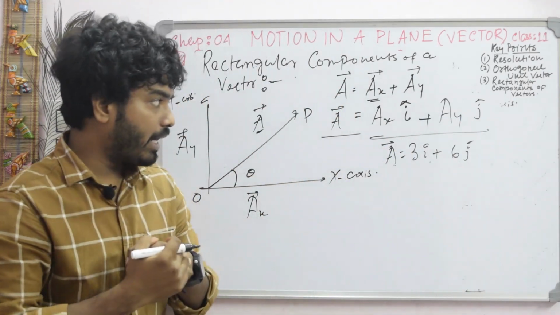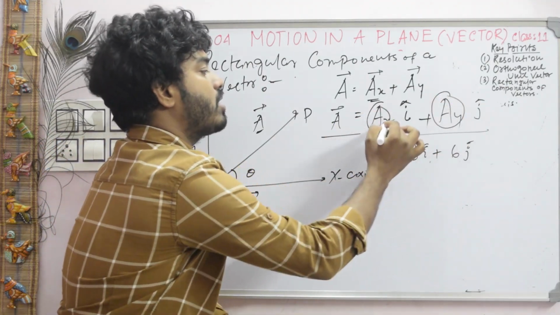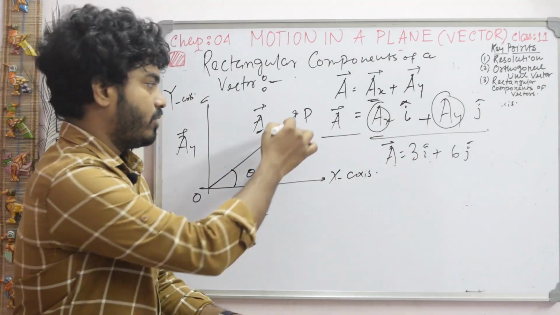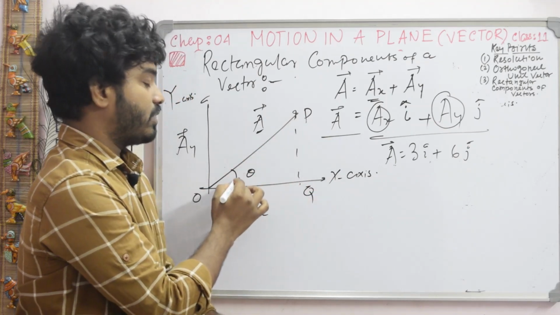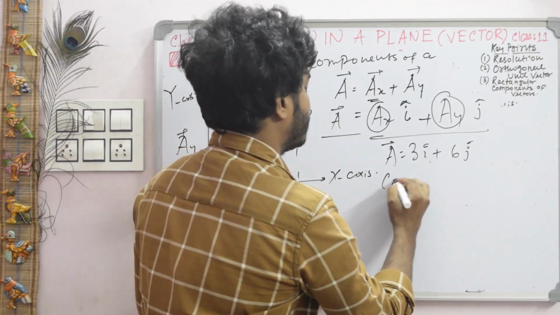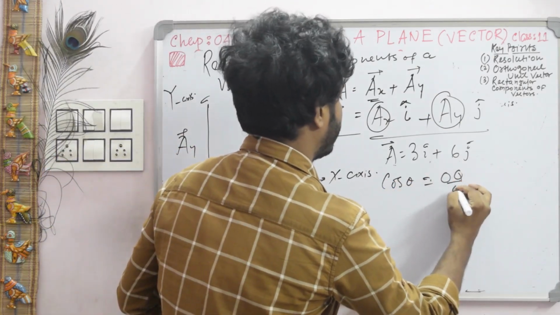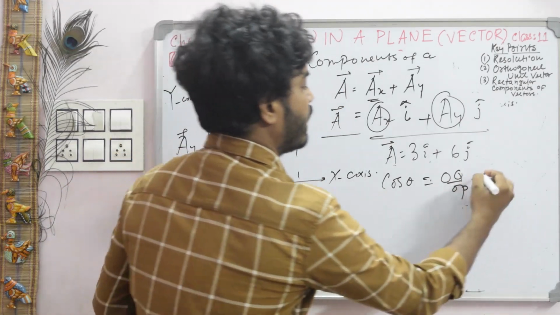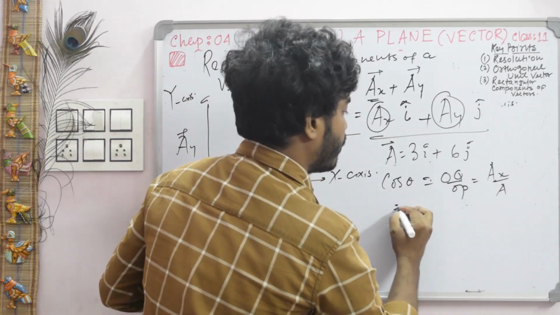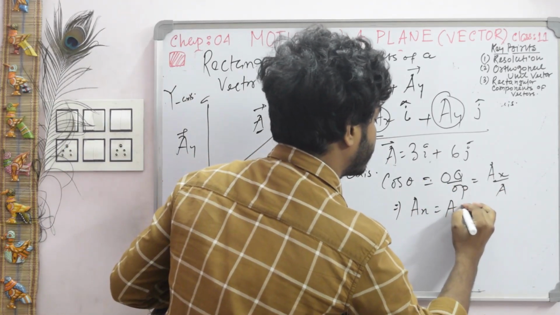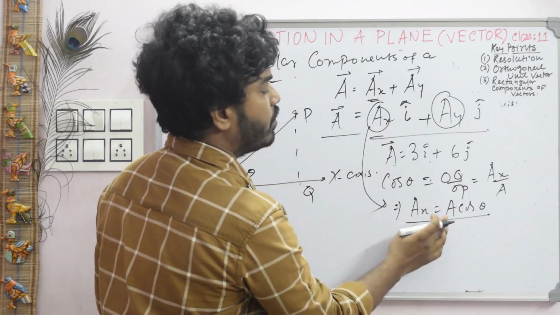Okay. Now you find out the value of Ax and Ay. What is the value of Ax and Ay? Consider this OP, and consider this point as Q. This is angle theta. So the value of cos theta will be OQ by OP, where OQ means Ax, and OP is the magnitude of A. So from here you can say Ax is equal to A cos theta.